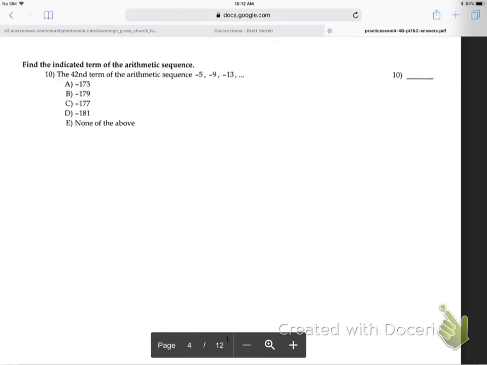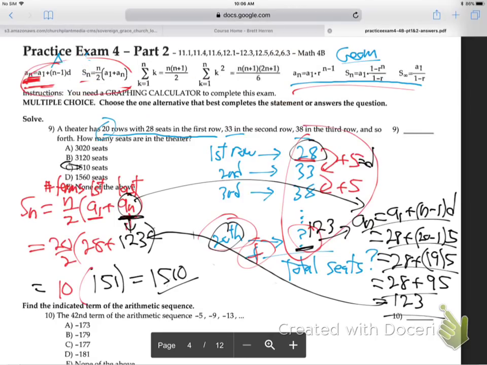All right, so it wants the 42nd term in that arithmetic sequence. So this is the first, second, third. So 42nd term, which formula should I use? It's arithmetic. They even say it's arithmetic. So I know it's going to be one of these up here, one of these two arithmetic formulas.